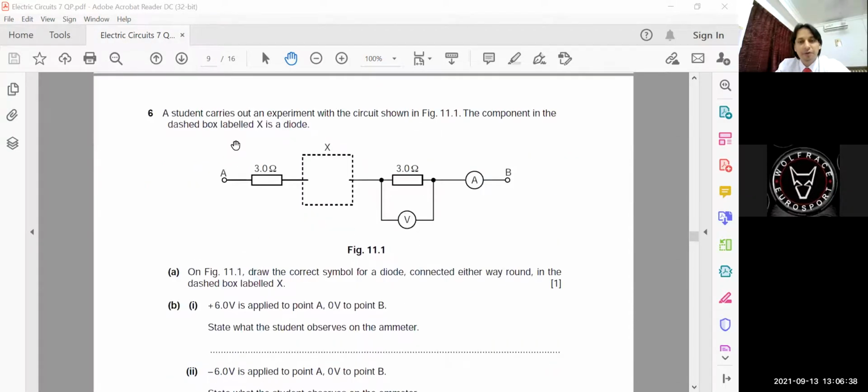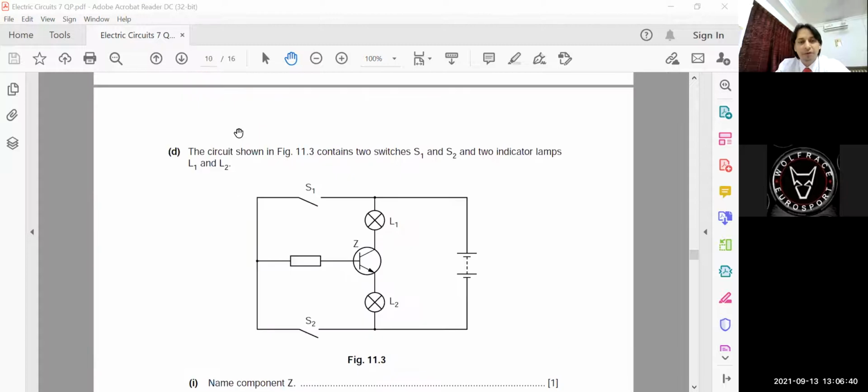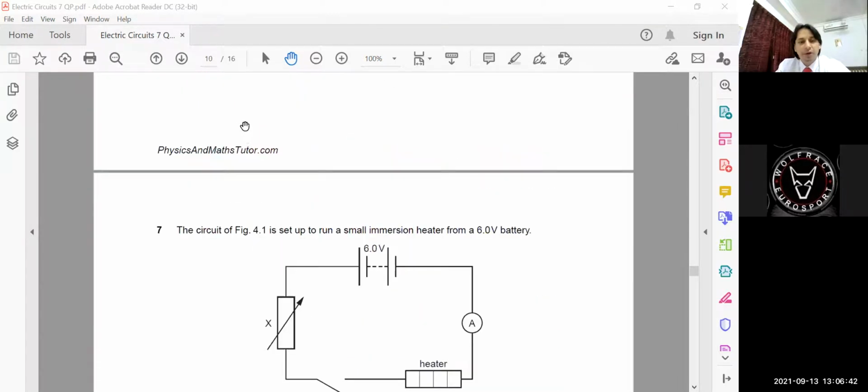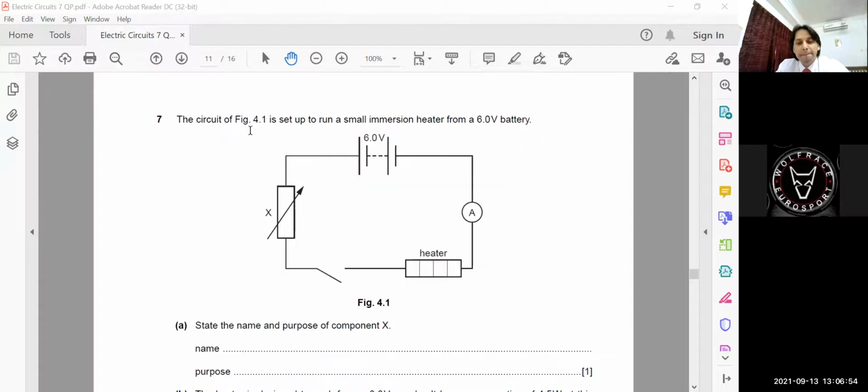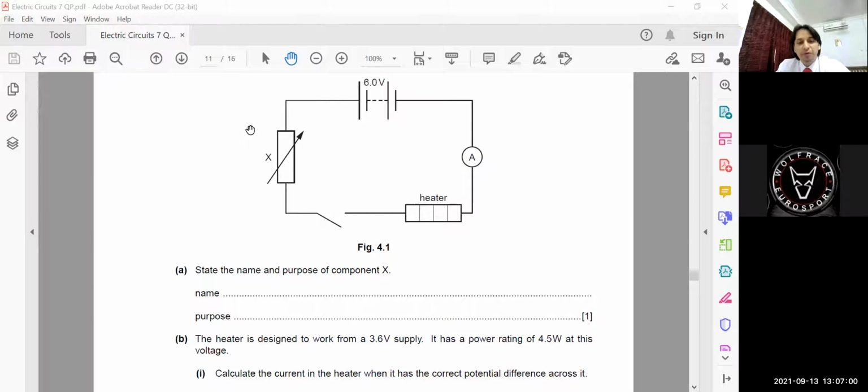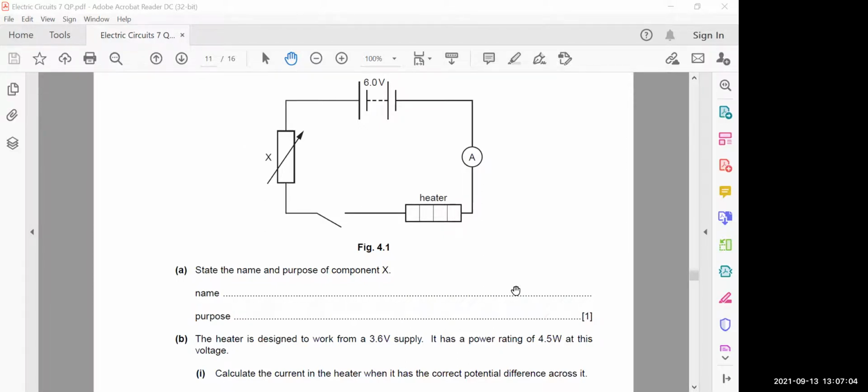Question 6 we are not doing, for the diode one. This one also we are not doing. Now come to question number 7, children. The circuit of figure 4.1 is set up to run a small immersion heater from a 6-volt battery. A heater is there, a variable resistor is there. State the name and purpose of component X. Name and purpose.